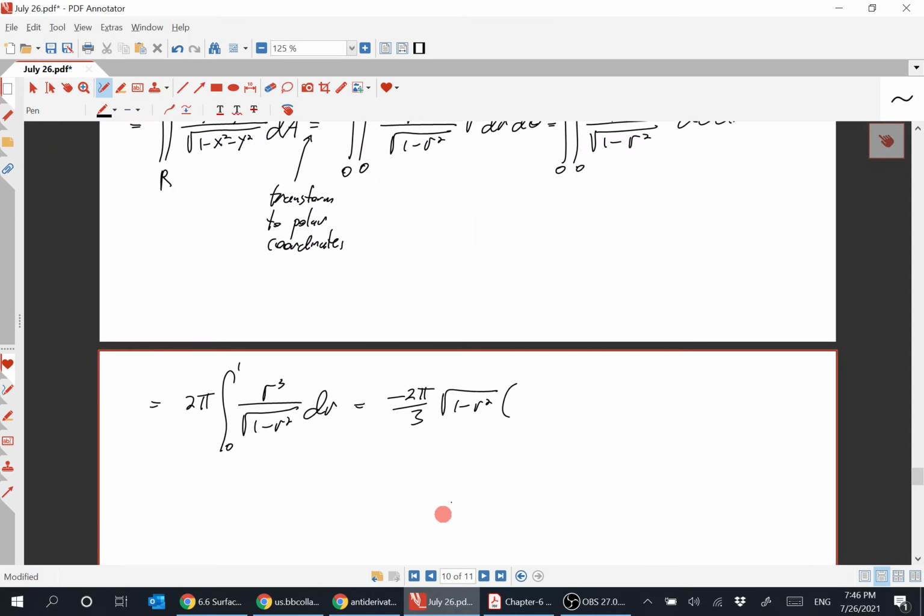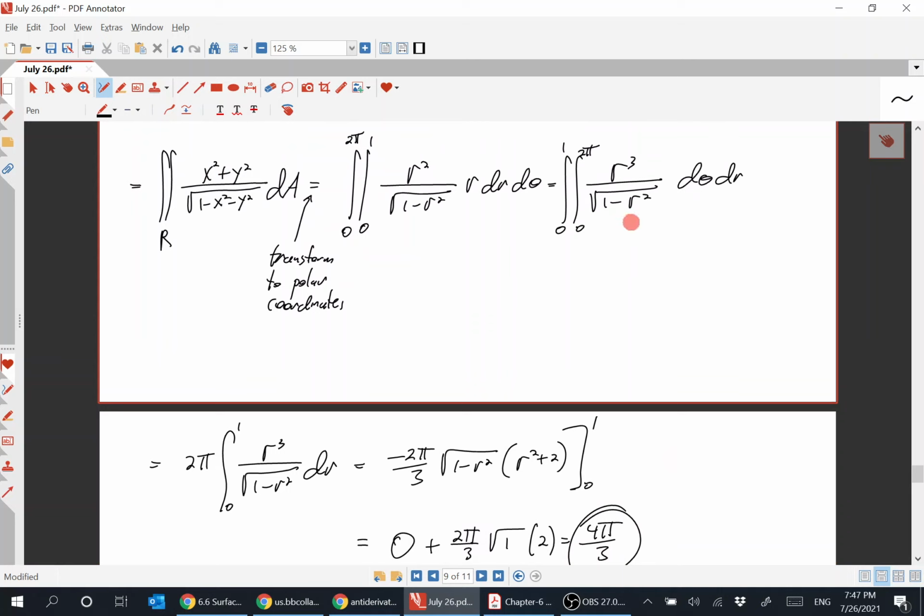R squared plus 2, from 0 to 1. So at 1, this is 0, right? Because that's just a 0 there. And then at 0, this is the square root of 1 times 2. So 4 pi over 3.